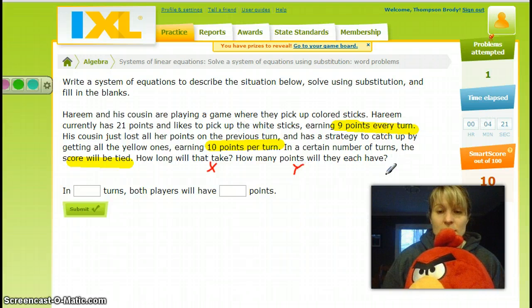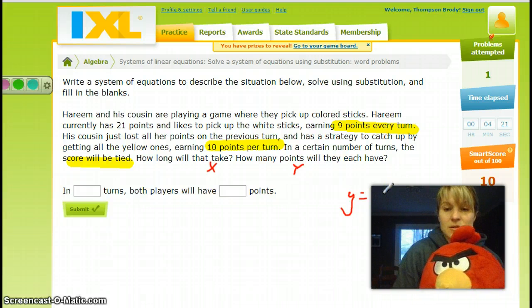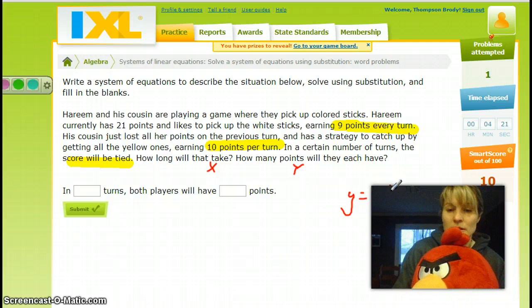So if we look at Harim's equation, we're going to have y equals, he's got 21 points. I'm going to have to do it this way. It's just not working right. 21 points. And then 9 points a turn. So that tells you that's 9x. And again, you could have written 9x plus 21.